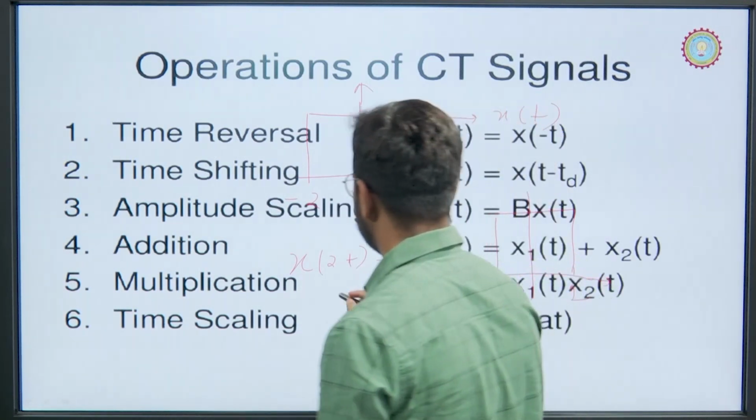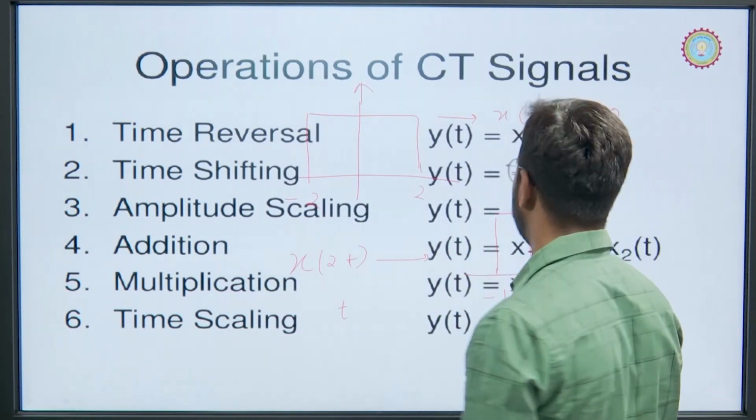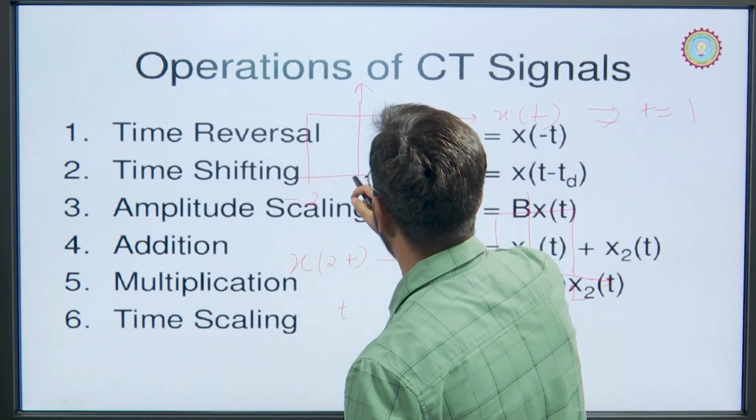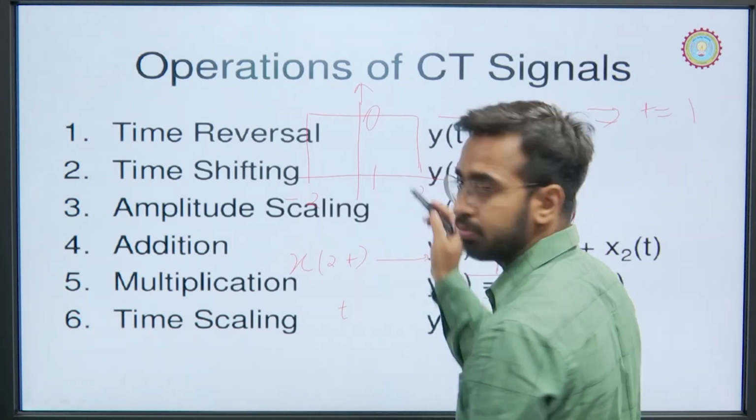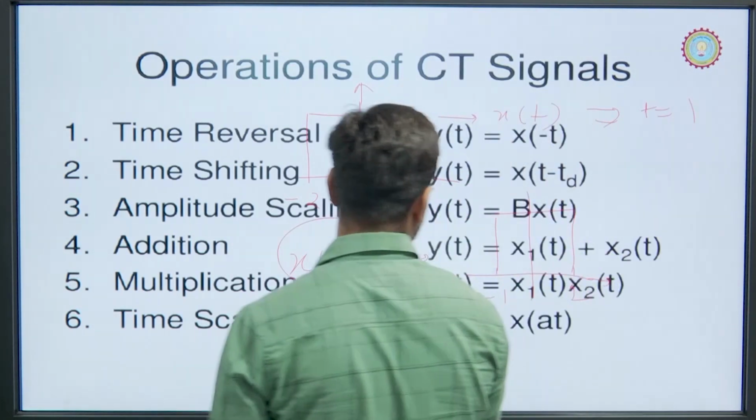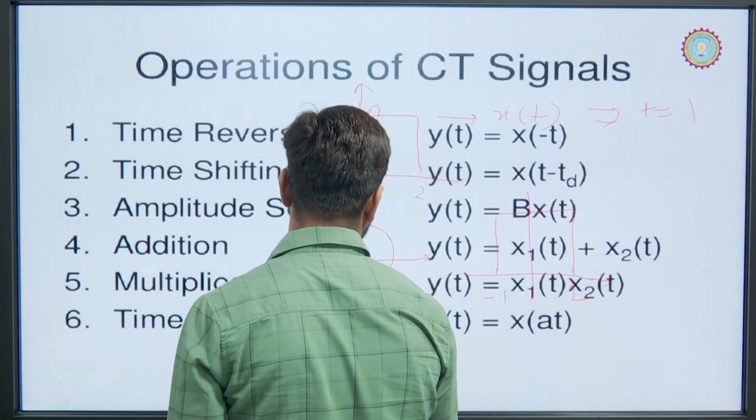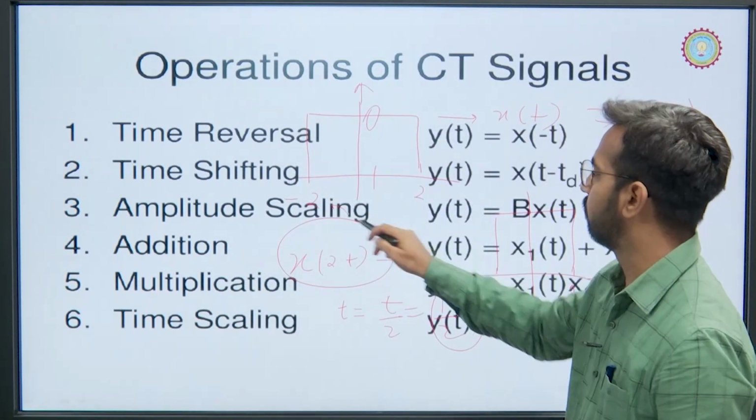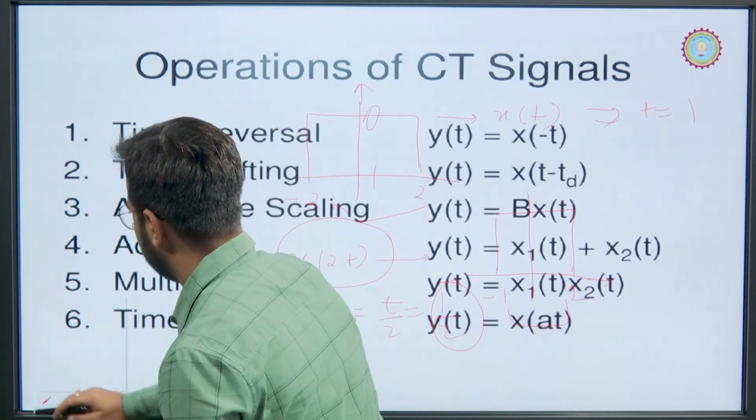Because earlier, if you want to check whether we have drawn the right signal, just put t equal to 1. At t equal to 1, it has this value. Now, if you want to get the same signal in x(2t), you will have to put t equal to 1/2. That means time will be halved. Earlier the duration was 4, now it will become 2. So, these were the basic operations on the signal. Thank you.